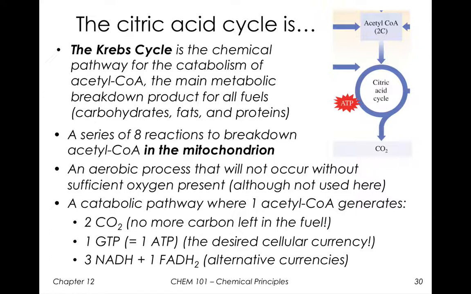So some numbers that I want you to remember for the citric acid cycle: it's 8 reactions. It occurs in the mitochondria. It's aerobic, so it will not occur without sufficient oxygen present. Even though we don't actually see oxygen present in this part of the metabolic pathway, we will not commit fuels to the citric acid cycle unless there is sufficient oxygen around.